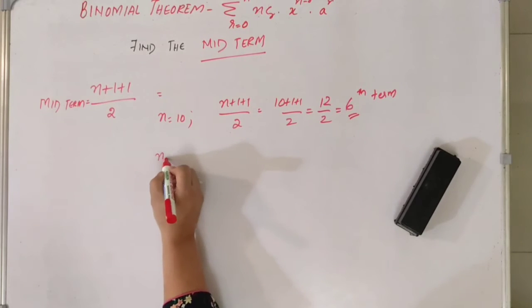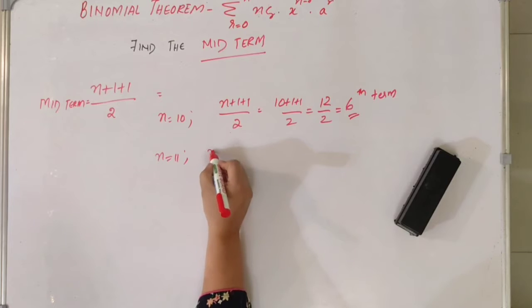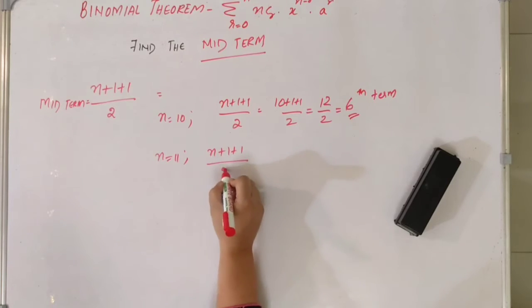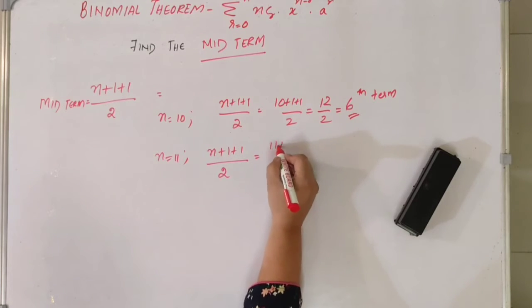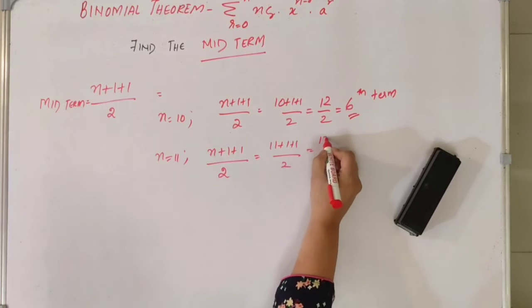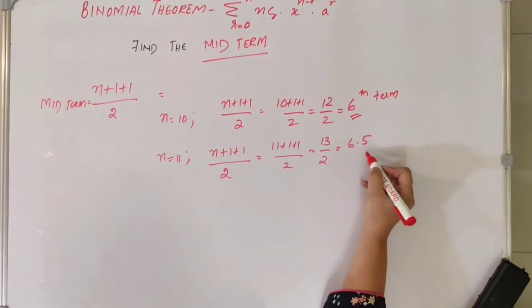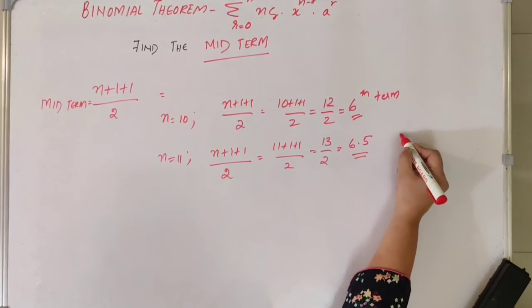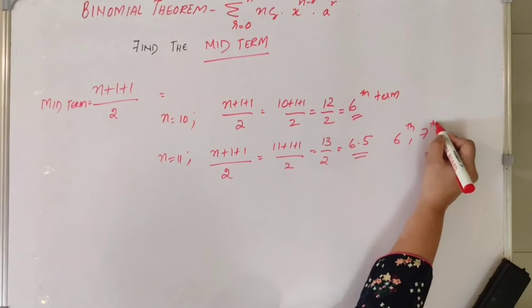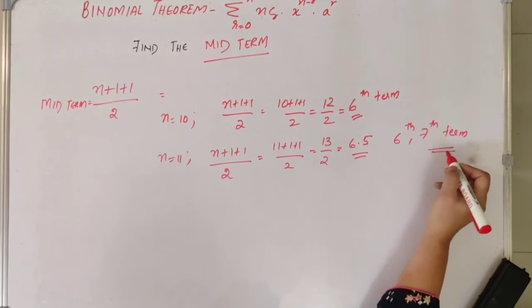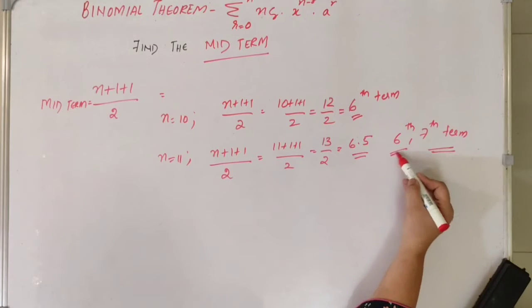Now assume n is 11, an odd number. Then we get (11 + 1 + 1) / 2, which is 13 / 2. So we get 6.5. In this case, there will be two middle terms, the sixth term and the seventh term. So in this case, we'll have to find both the sixth term and the seventh term.